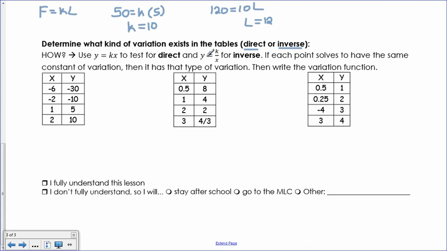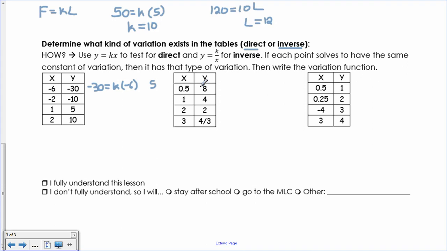If you plug it into this one and you get the same K each time, that means it had inverse variation. If it doesn't work for either of them, that means it has neither of those variations. So for example, for the first one, if I was trying to check to see if it had direct variation, I would plug the Y value here and the X value here. So I would have negative 30 is equal to K times negative 6. And then do a little bit of mental math. I would divide. I'd get 5 for K.